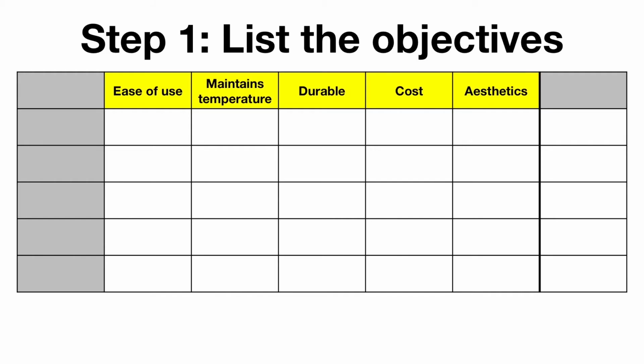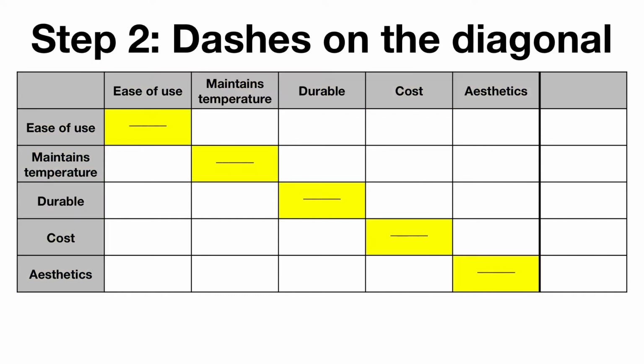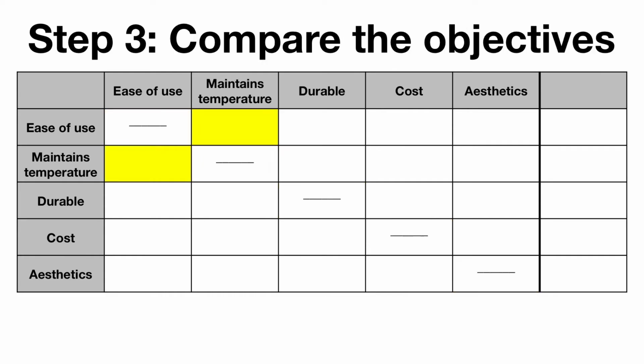The first step is to write the objectives along the top row of the table and along the left-hand side of the table. The second step is to put dashes diagonally downwards in the chart. The third step is to move through the whole chart, comparing 2 objectives at a time to determine which one is more or less important. We'll use 1 as the high score and 0 as the low score.